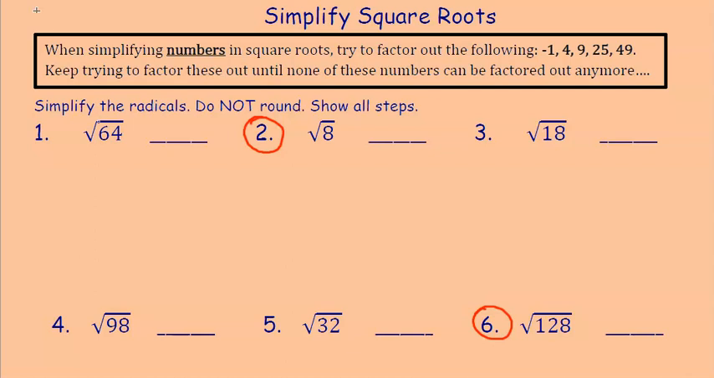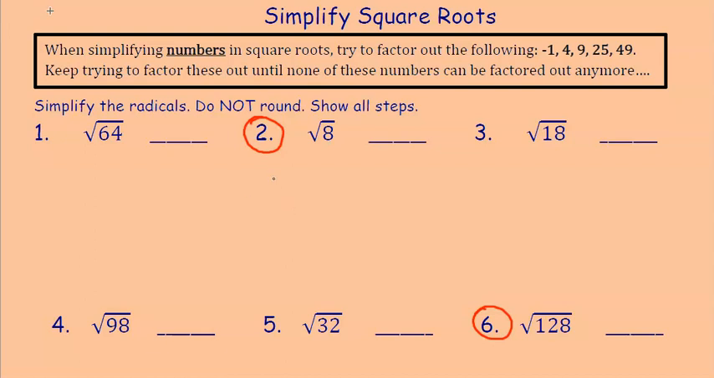Page 18. Simplify square roots. When simplifying numbers in square roots, try to factor out the following: -1, 4, 9, 25, and 49. Keep trying to factor these out until none of these numbers can be factored out anymore. It can be factored out if you divide the number that's given by one of these numbers and you don't get a decimal. You can factor out -1. We have a negative on the inside to begin with.